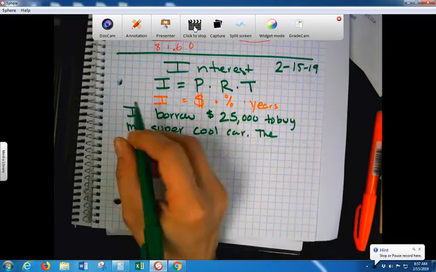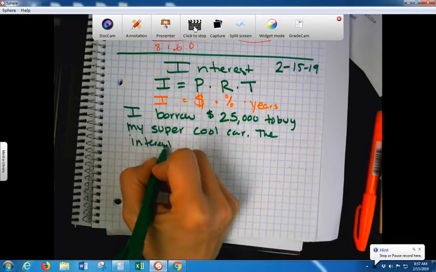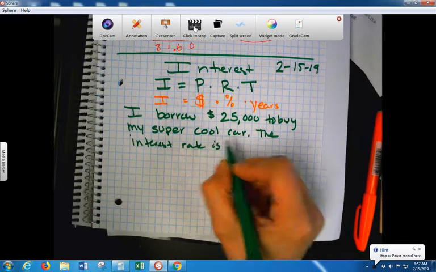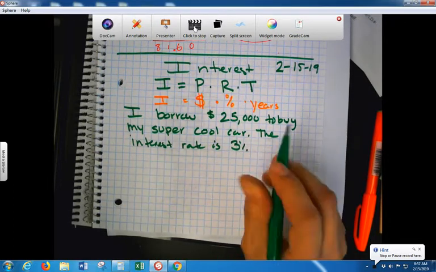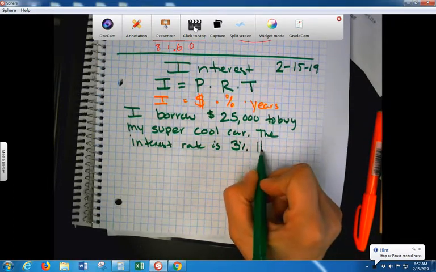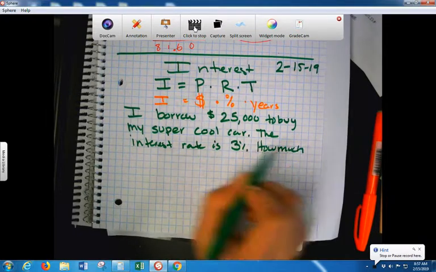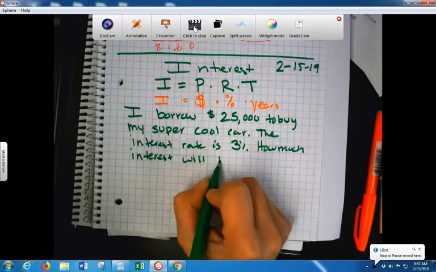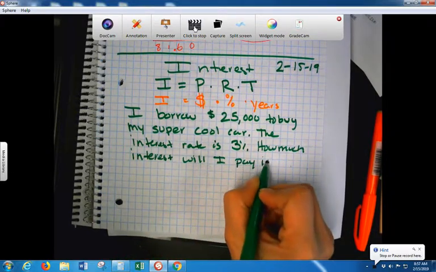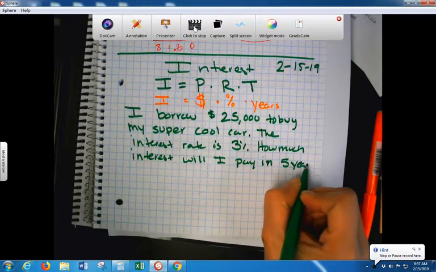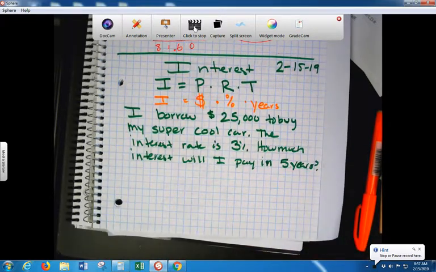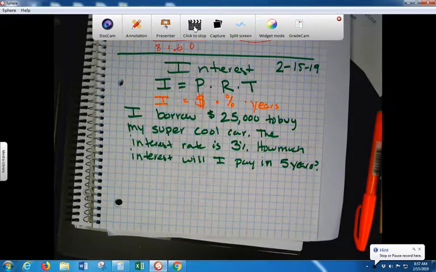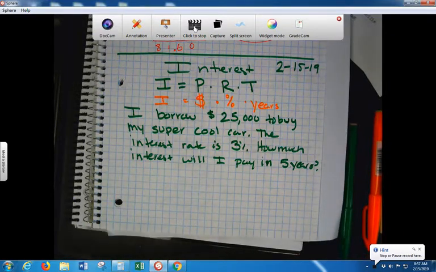The interest rate is 3%. How much interest will I pay in 5 years if I don't make any payments? Which is not a true story because you have to make payments, but for the sake of this example, we're going to say we don't make any payments. If you don't make any payments, I'll take it back.